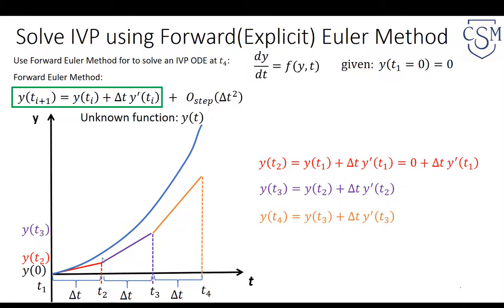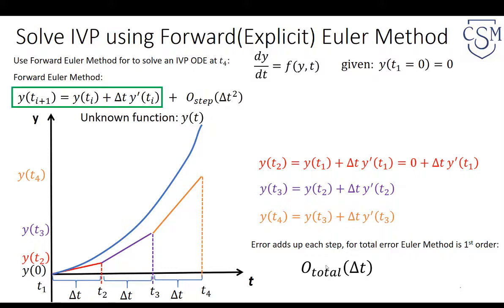What you can see here is that while we had an initial guess that was pretty close, as we proceeded, the errors of each step added up. So we had an initial small error here, but in this second step, our errors get a little bigger, and in the third step, our errors get bigger still. Remember, for each step the error is delta t squared, but when we add all of these steps up to get the final value of y at t4, we're actually of order delta t. So this is a first order accurate method.